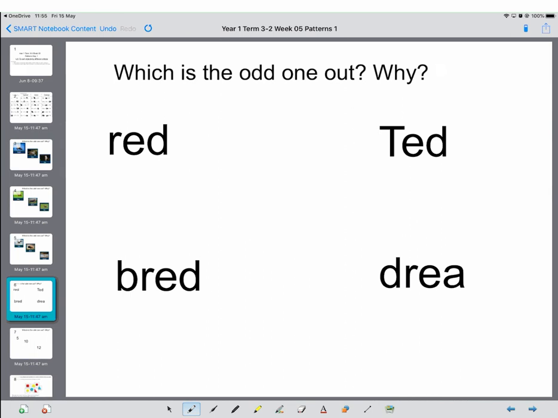Oh, a bit of phonics. Which one of these 4 words is the odd one out and why? Tell your grown-up.